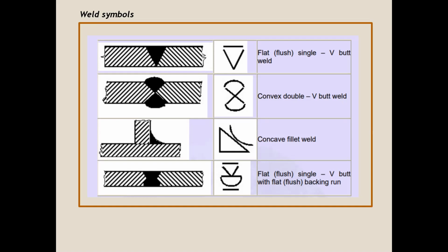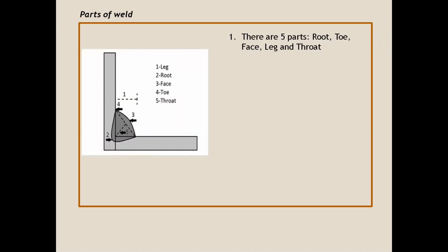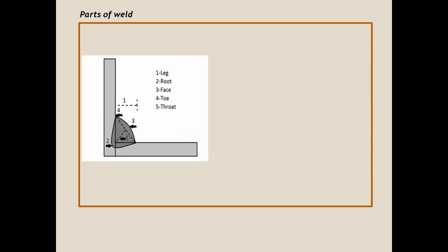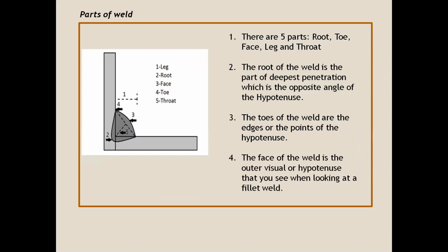Next, aspects of a weld. Next topic, parts of a weld. See the diagram. Two plates are joined in an L shape, the joint for the welding portion. This is the welding portion, the triangle, rectangle, triangle portion. There are five parts.